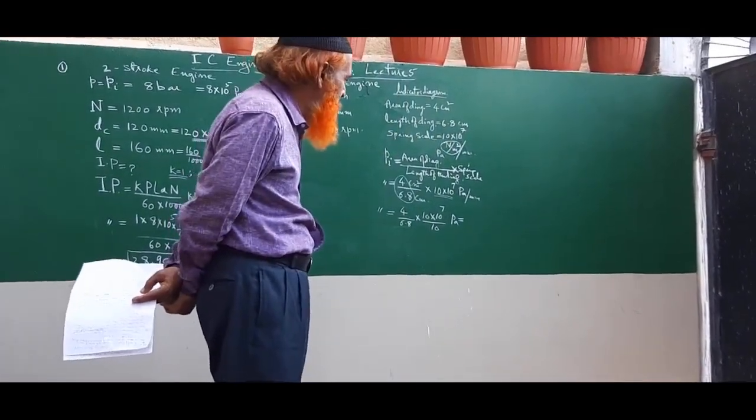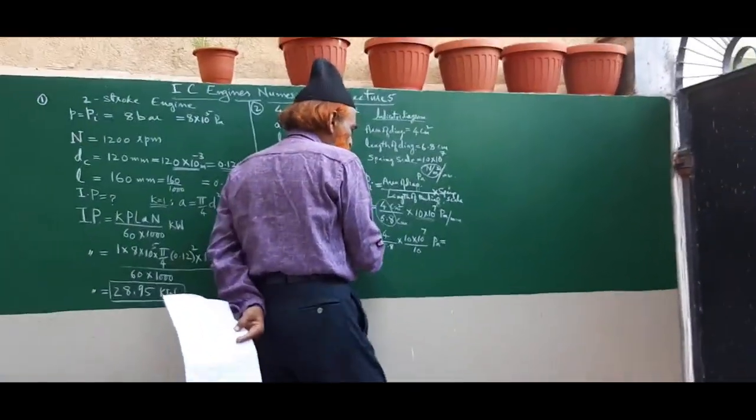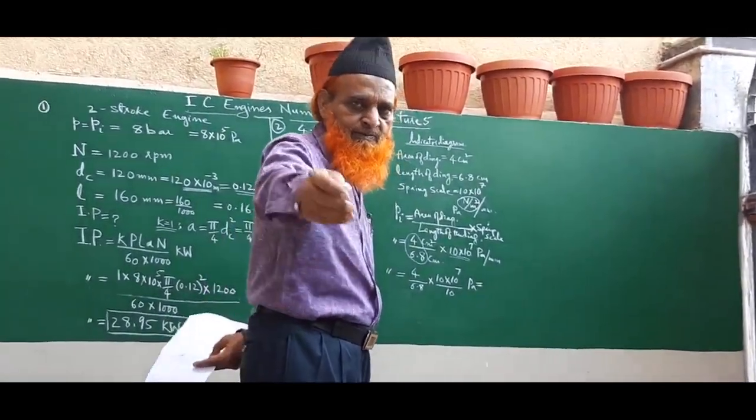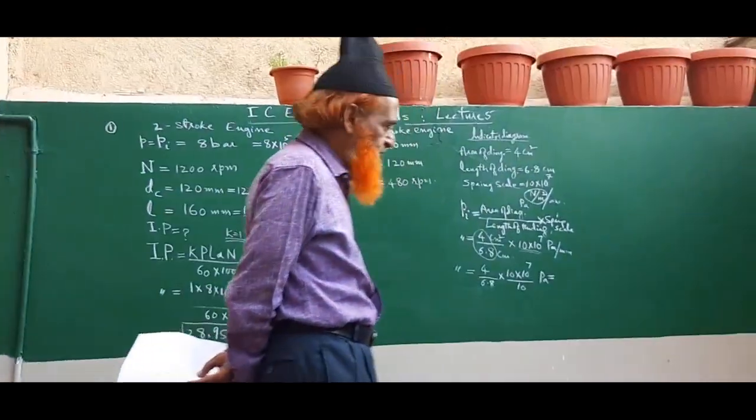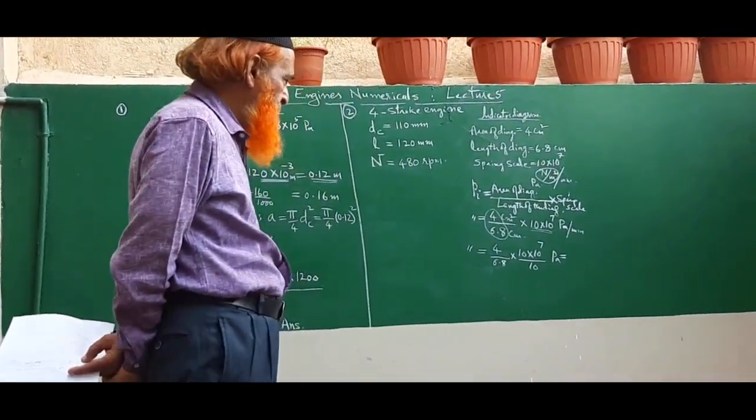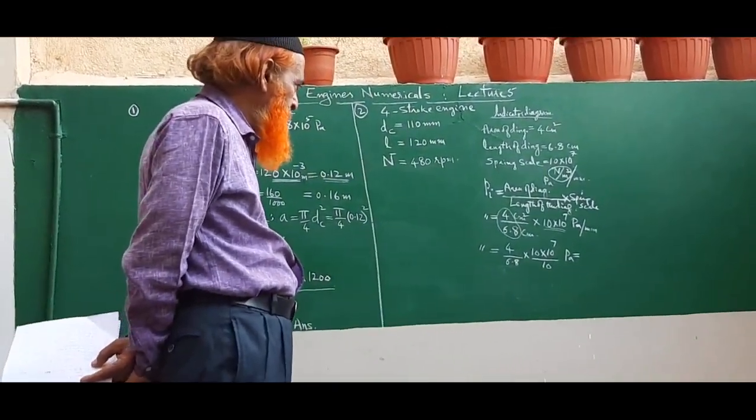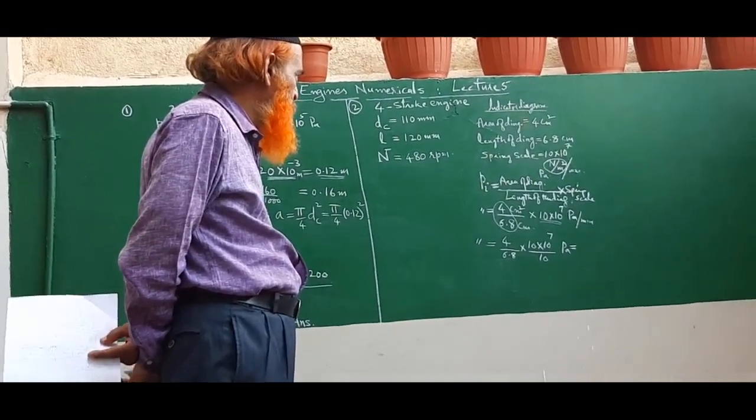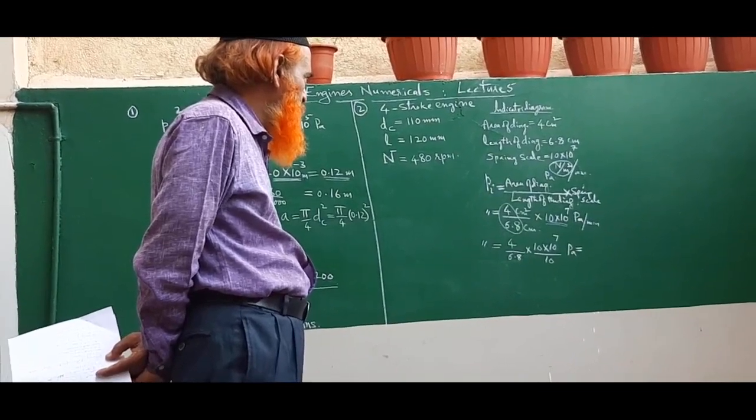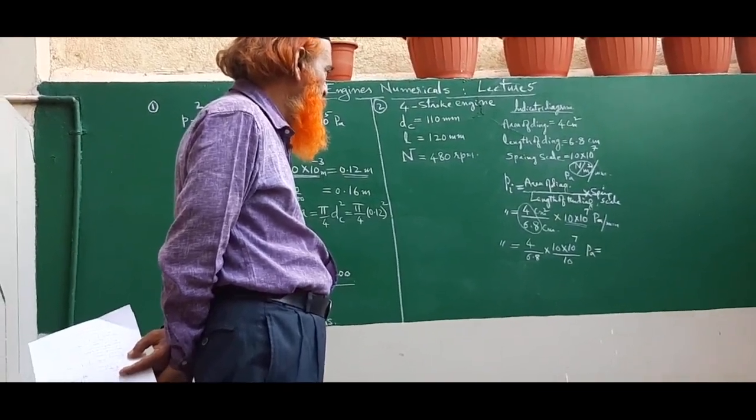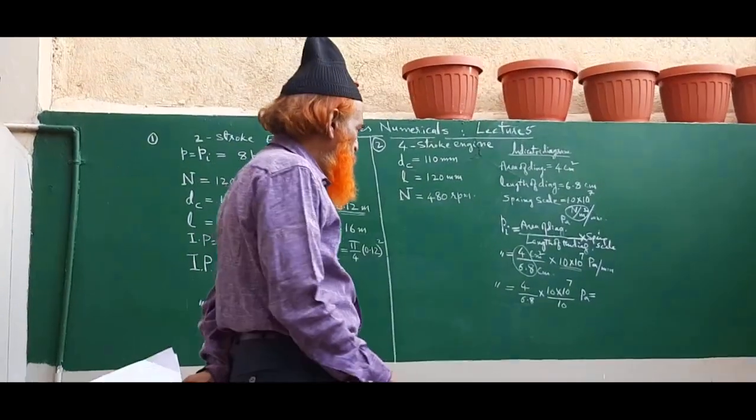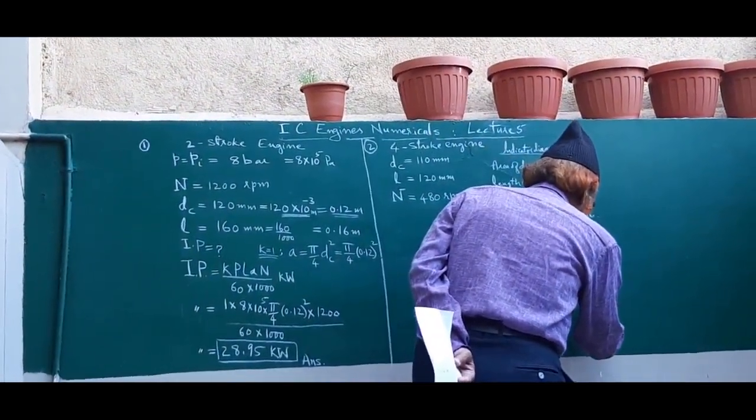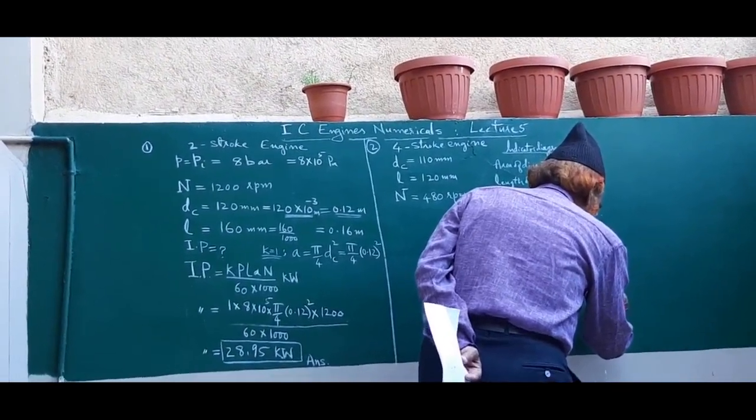How much you are getting then? 10 gets cancelled, 4 by 6.8. How much it is coming? 4 by 6.8. Check it. 0.58. Any more? 0.58 further.